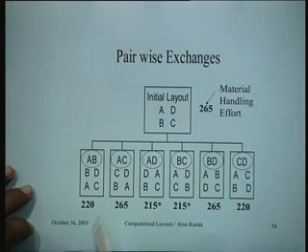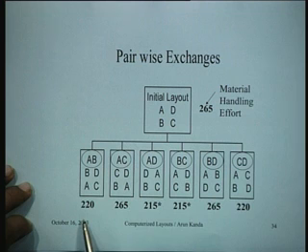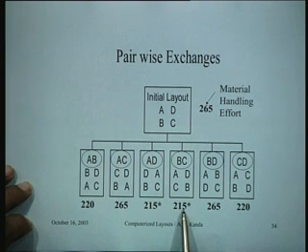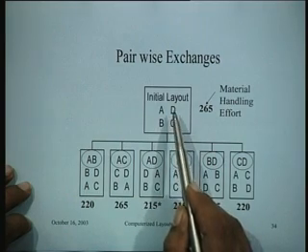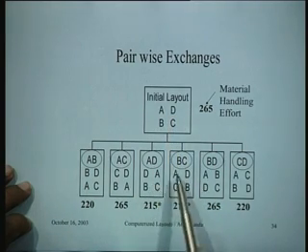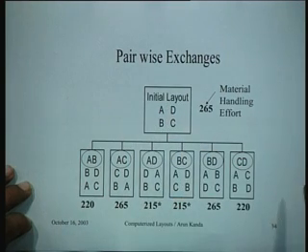So once we perform all these computations, what have we got? We started with an initial layout, which had a material handling effort of 265, and we have calculated the material handling effort for all these 6 layouts. What you then do in CRAFT is you select the one which is the lowest. So in this case, these 2 layouts give you the lowest possible score of 215. So this is a better layout than this one, and we can now use any of these layouts as the new layout and continue to repeat the procedure.